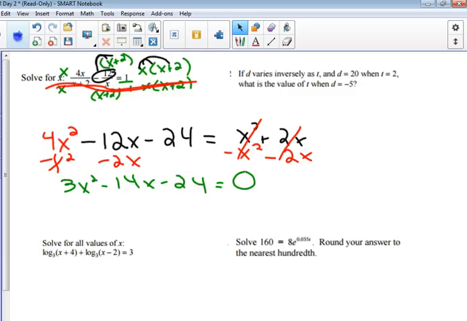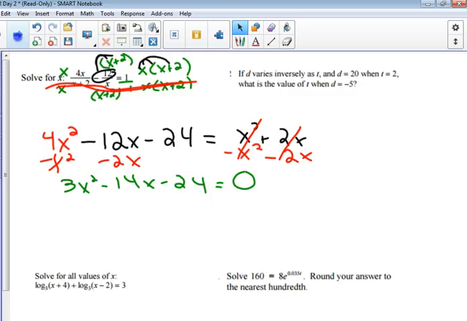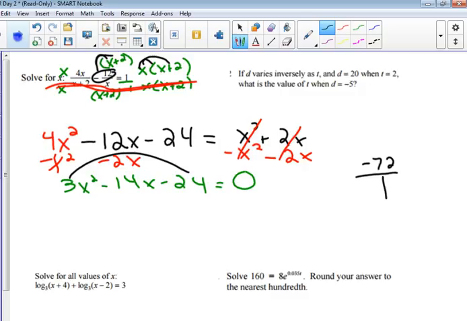A lot of work in here. Grouping. Yeah, I don't think there's a GCF, right? Nothing that goes into 3, 14, and 24. So we go to grouping. 3 times negative 24, what's that going to give us? Negative 72. Good. All right, this is tough. So, things that multiply to negative 72 but can make a negative 14 when you add or subtract them. 4 and 18.